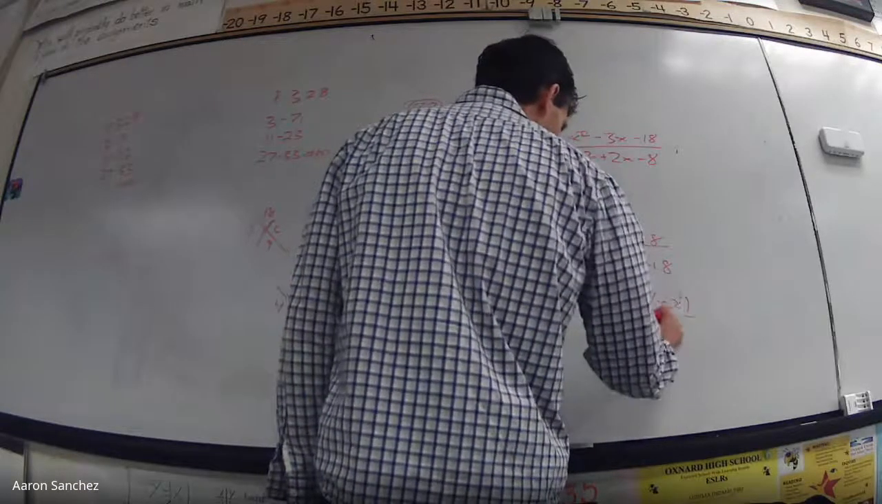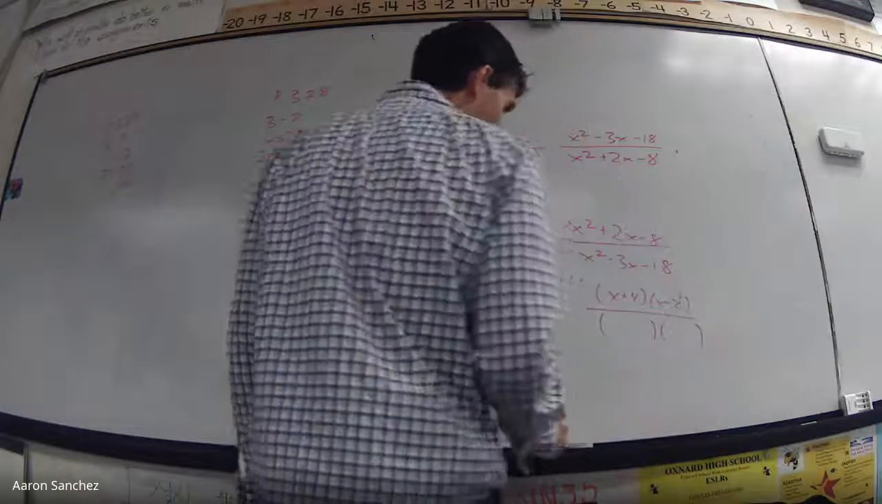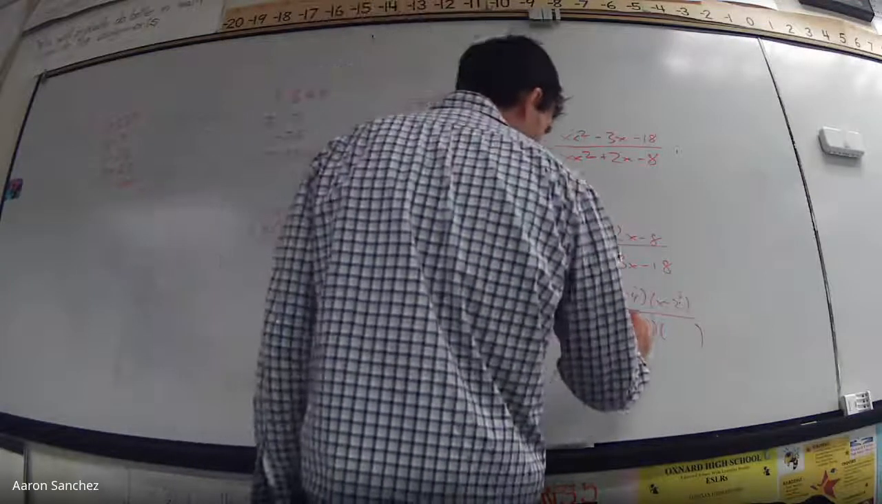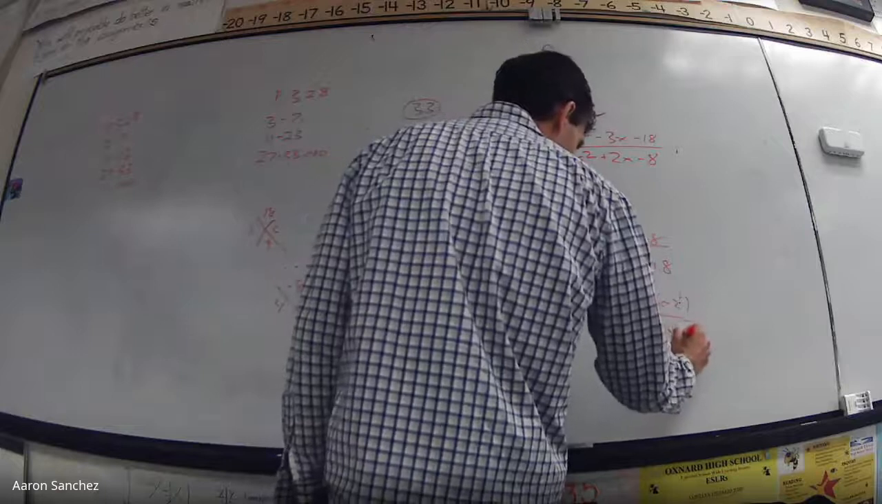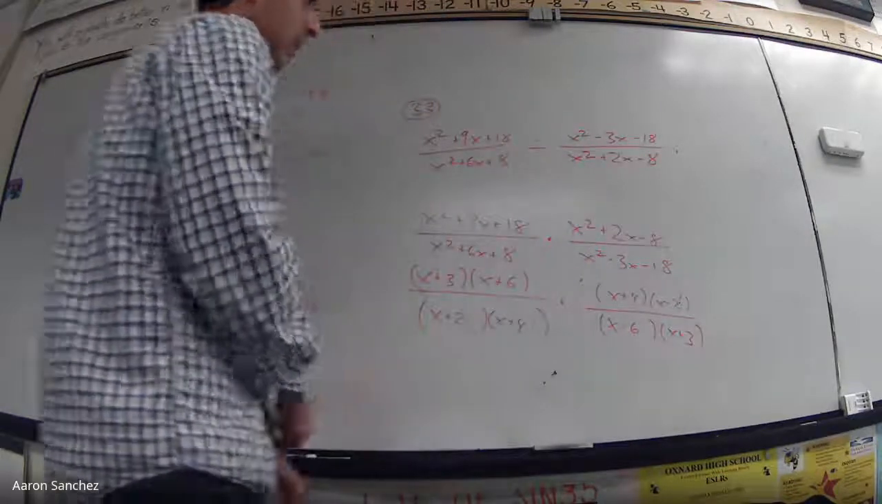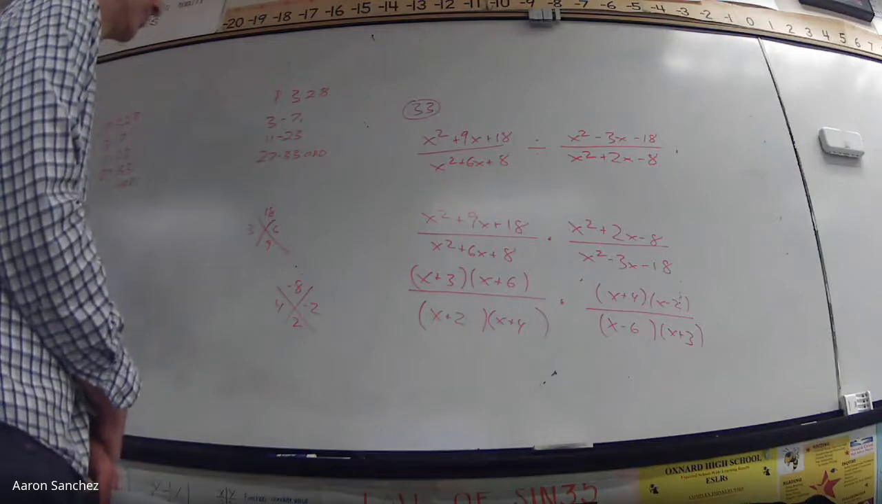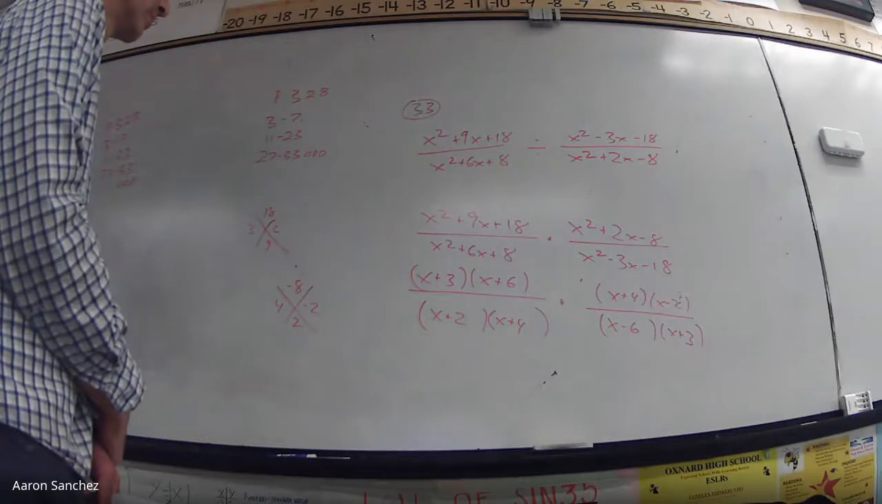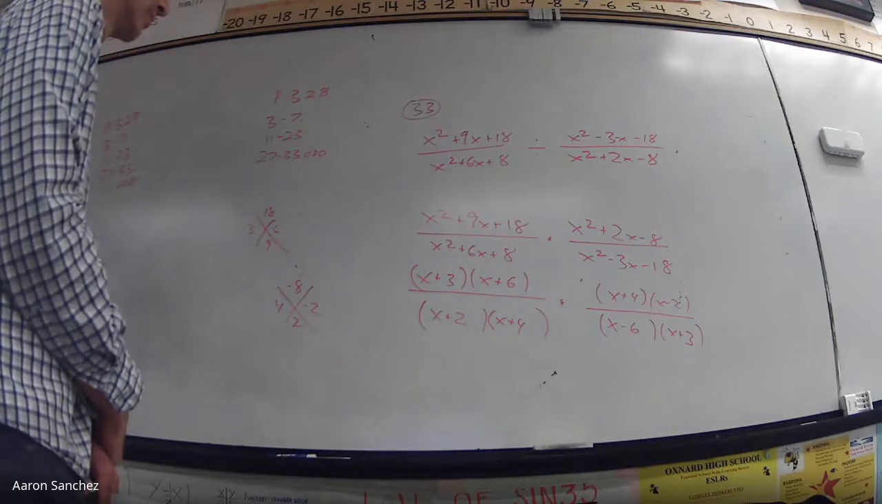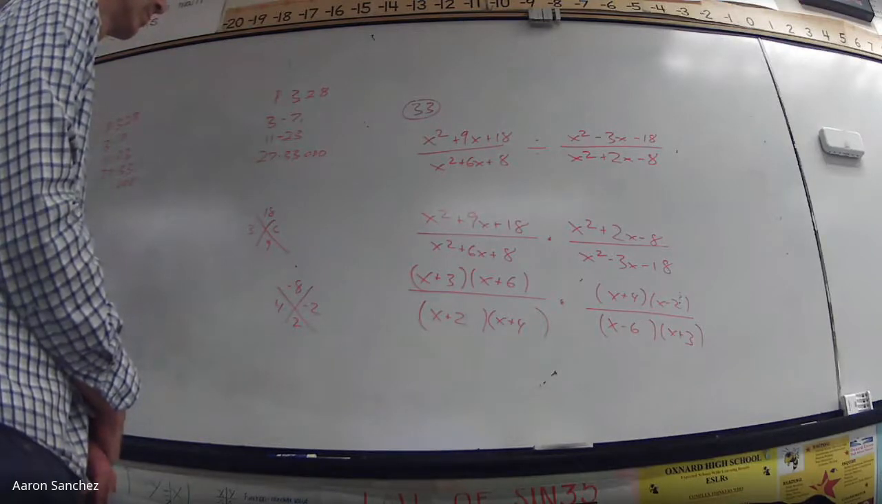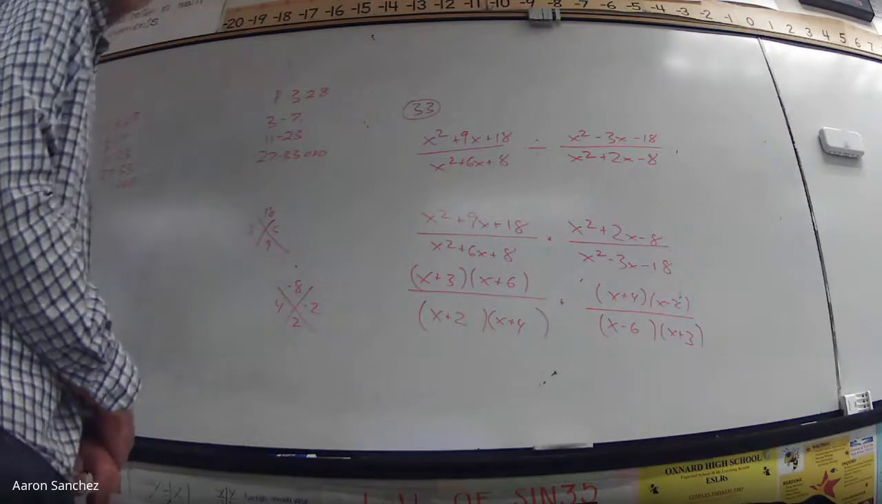And then what times what equals negative 18 and adds to negative 3? x minus 6, x plus 3. Is that right? Check me if I'm wrong. You don't see any mistakes there?